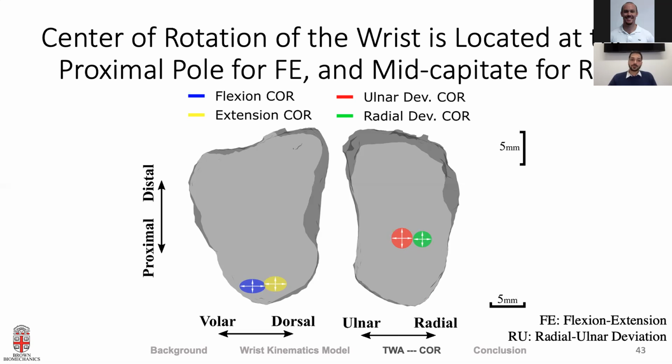If we look at the left, or the side view, the flexion extension center of rotation was located on the proximal pole of the capitate, and the flexion center of rotation was located more volar than the extension center of rotation. In the right picture, or the volar view of the capitate, the radial ulnar deviation center of rotation was located around mid-capitate, and the ulnar deviation was significantly ulnar to the radial center of rotation. And for statistical analysis, we use generalized linear models.